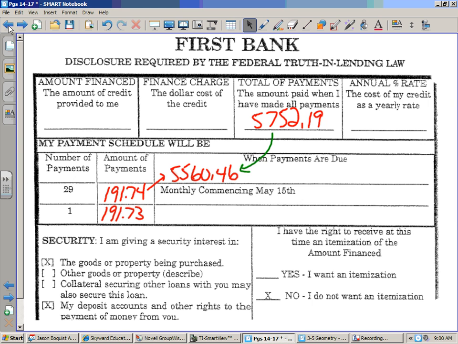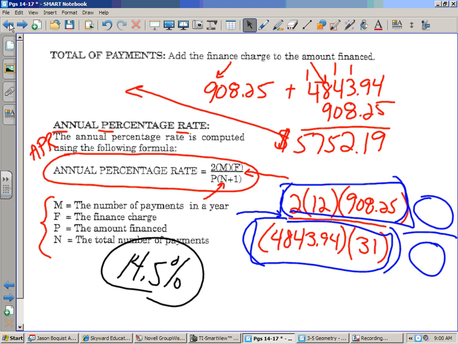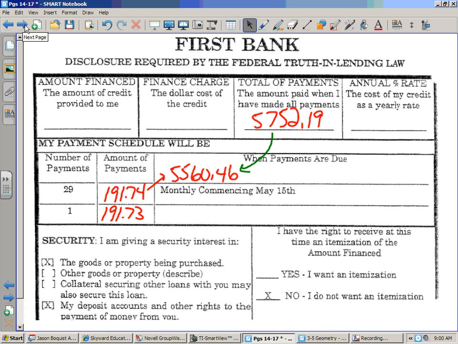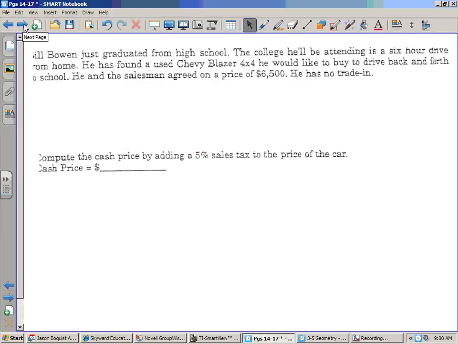No. 908.25, I think. Yep. Right there, the one in green. Because we had to take the 363 times 2.5, because an add-on interest rate is for a year, is how they figure that. So, yep. So then we figured out the annual percentage rate.